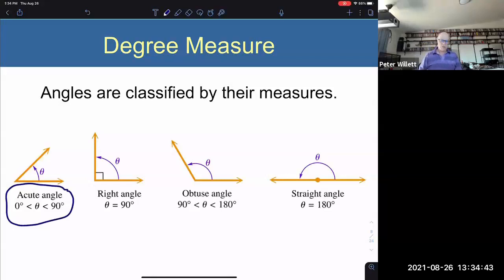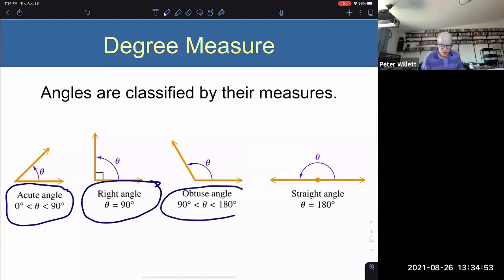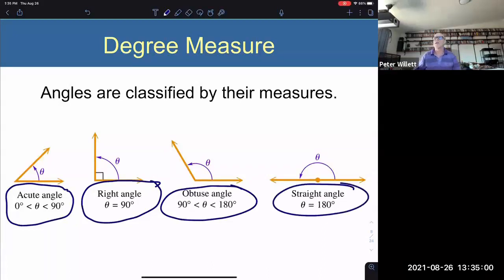And then, of course, as I was just mentioning, a right angle, which goes back to right triangles and things, is when you're actually at 90 degrees. And then when you go past 90 degrees, you get to an obtuse angle. And if you go all the way to the halfway point, it's a straight angle because you just got a straight line when you add those two rays together.